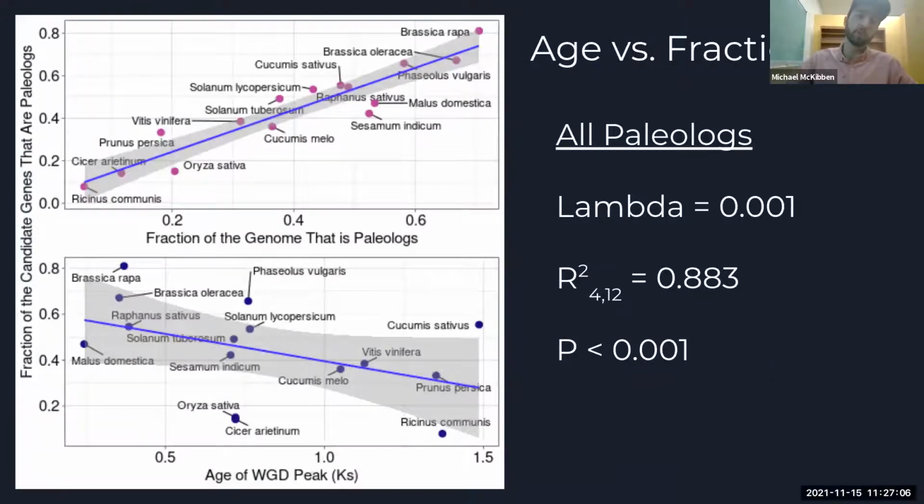To begin, I tested whether the fraction of the candidate gene list that was paleologs was predicted by either the fraction of the genome which was paleologs, or the age of the WGD peak. And I used Ks as a proxy. Although you see a slope here, 83% of the signal was primarily predicted by the fraction of the genome that was paleologs, and there was no phylogenetic signal. You can see this on future slides in the form of lambda, a lambda of 0 representing no phylogenetic signal, and a lambda of 1 showing that this trait is evolving under a Brownian motion model of evolution.